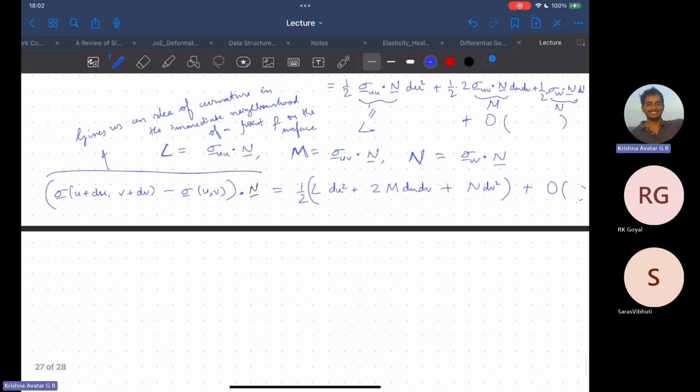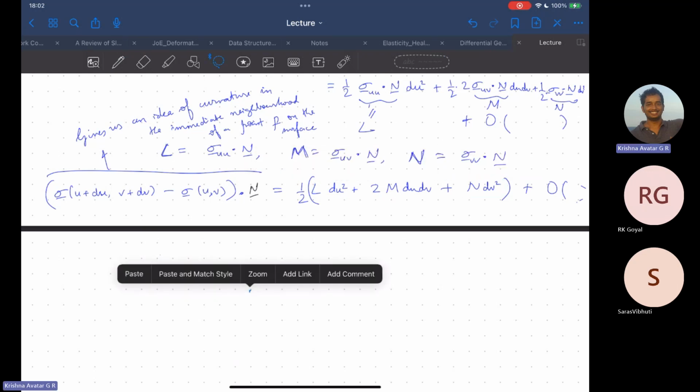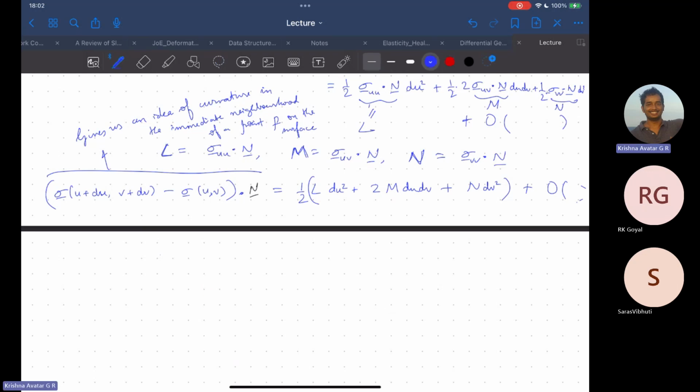So which means that L, M, and N should give us some idea about what you call the curvature, right? So the coefficients L, M, N. Now this thing is what is called the, maybe I should write it nicely. This is called the second fundamental form.